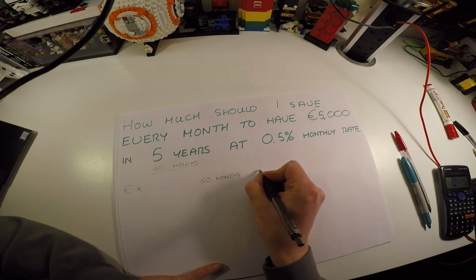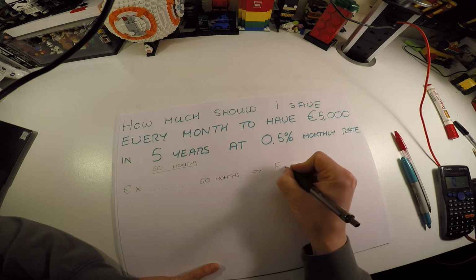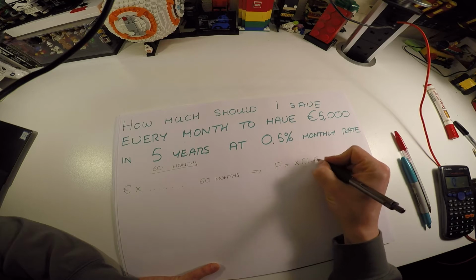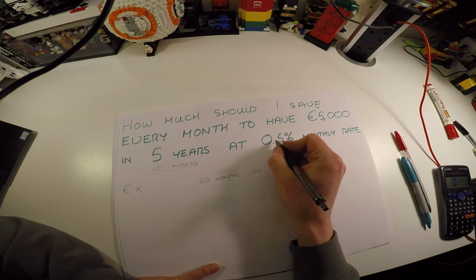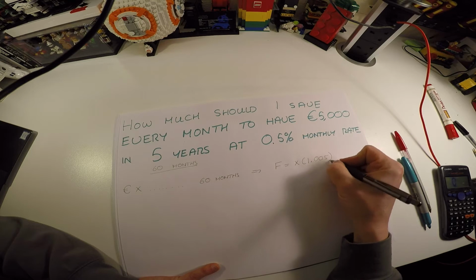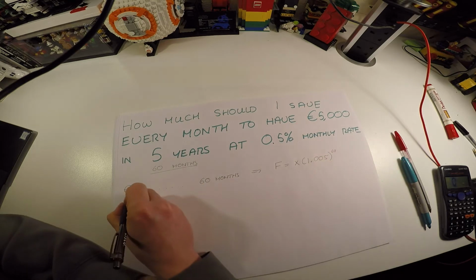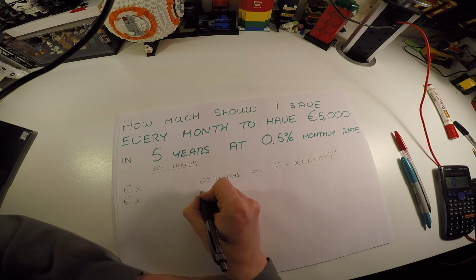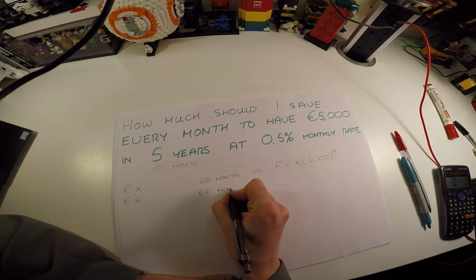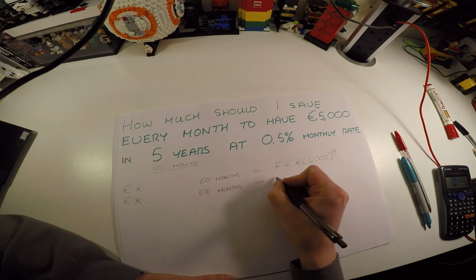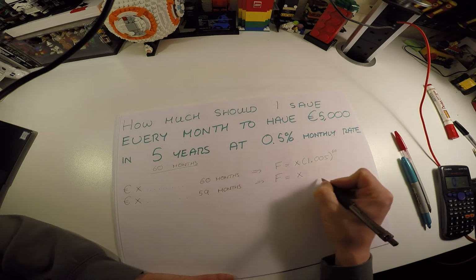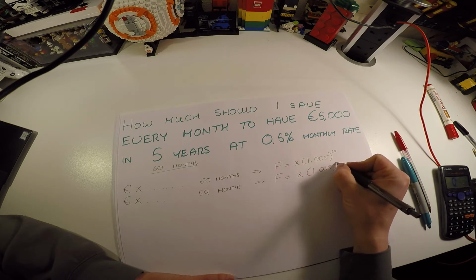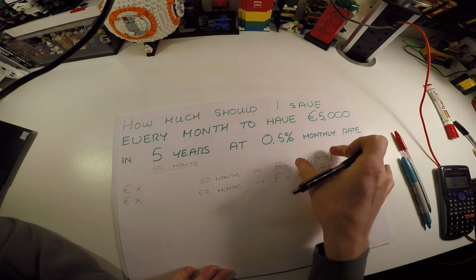And what's the final value of that money going to be? Well, its final value is going to be whatever the amount was, X times 1.005. Remember, 0.5% is 0.005 in decimal. And that's going to be in there for 60 months. Similarly, the same X again, whatever payment has to be the same every month, is going to be in there now for 59 months. And its final value is going to be X times 1.005 to the 59.